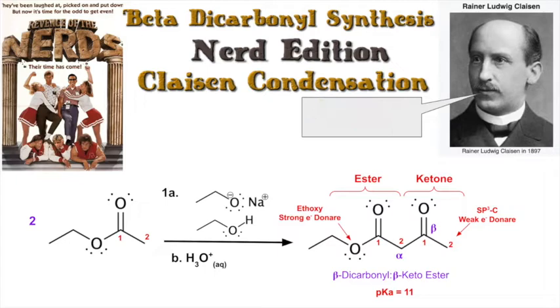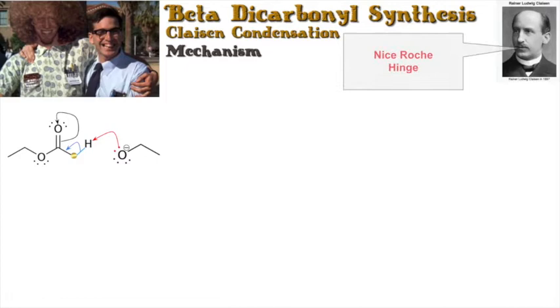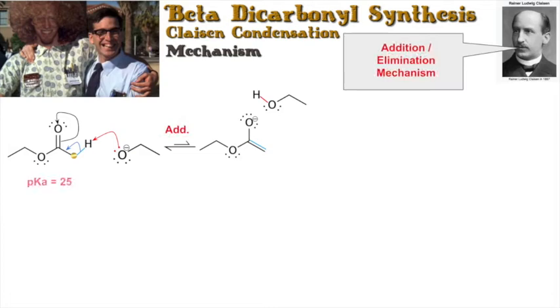And then here we go. We got another Cordero mechanism, all color coded. Got the roach hinge there. Nice roach hinge. This first step's not very product favored. It's an addition elimination mechanism. You can see if you're going from pKa of 25 to 16, that's not gonna be very product favored. But later steps will help us.